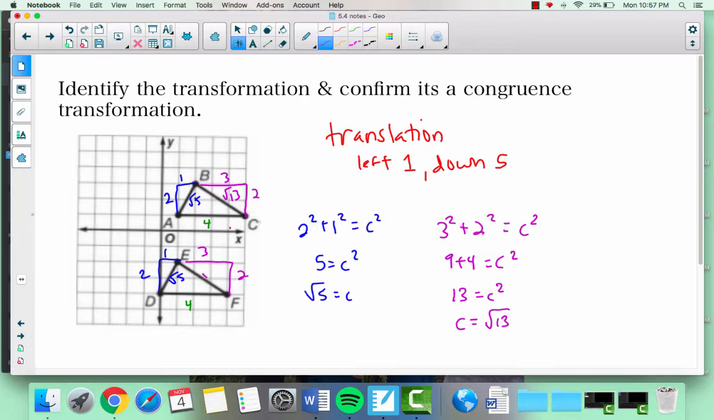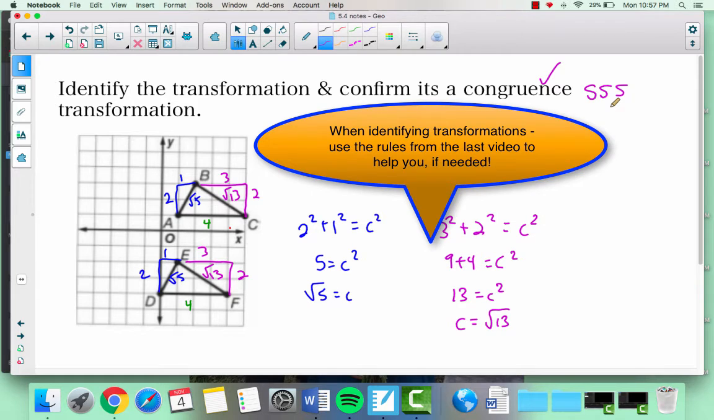So now if you look at your triangle, you have 3 sides that are all the same length. So this is a congruence transformation, and if it ever asks to explain why, you could say side, side, side. Okay, so just check your side lengths, identify the type of transformation, and then you would be done.